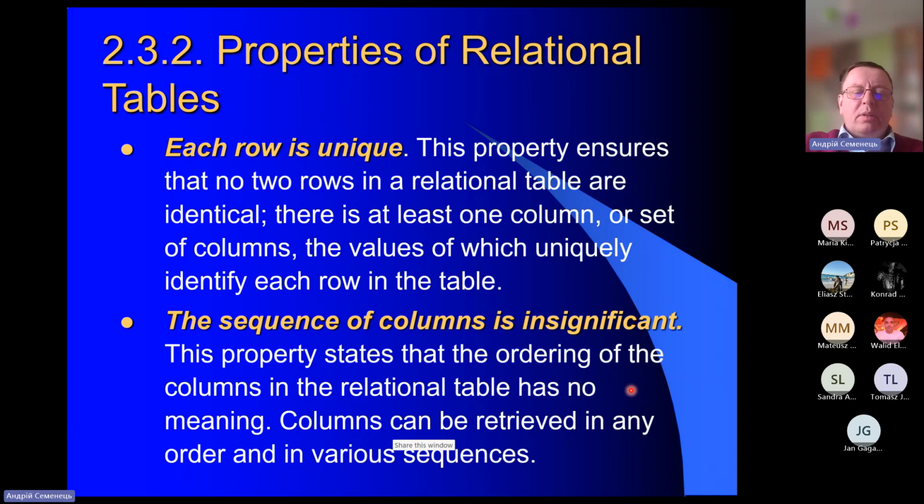What is the most important point again? I repeat that each row is unique. This property ensures that no two rows in the relational table are identical, with at least one column or set of columns whose value uniquely identifies each row in the table.